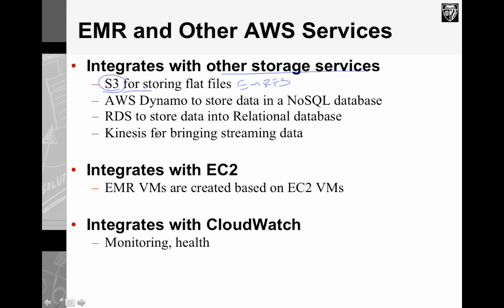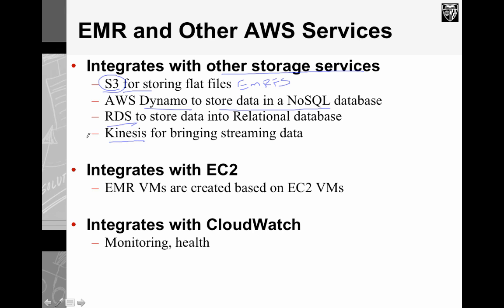Then there is also AWS DynamoDB, which is the NoSQL database that they have. You can store data in the NoSQL database, and then you can read data from it into the EMR cluster, process it, and put the results back in Dynamo. So there is integration that way. There's also integration with RDS, which is your relational database service. And there's also integration with Kinesis. Kinesis is for stream processing. If you've heard of the Storm project, Kinesis is the Storm equivalent on AWS. So they have that integration too. The point I'm trying to make is that AWS has several storage services with which AWS EMR seamlessly integrates.